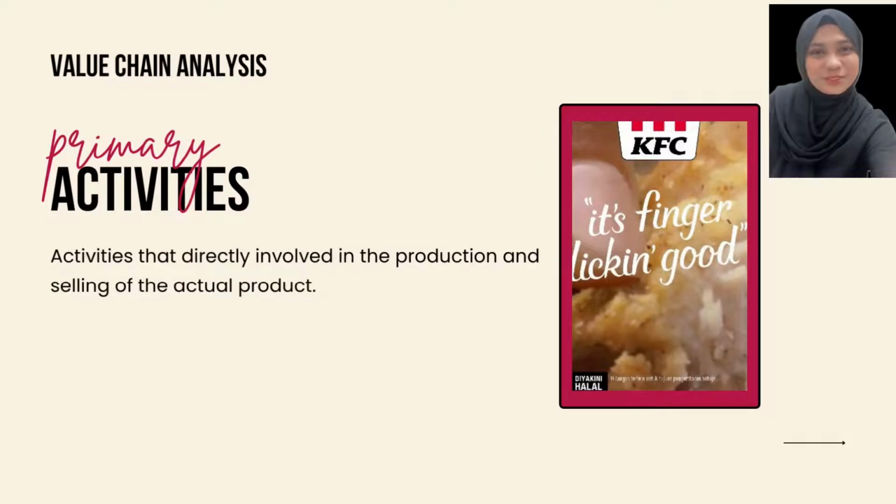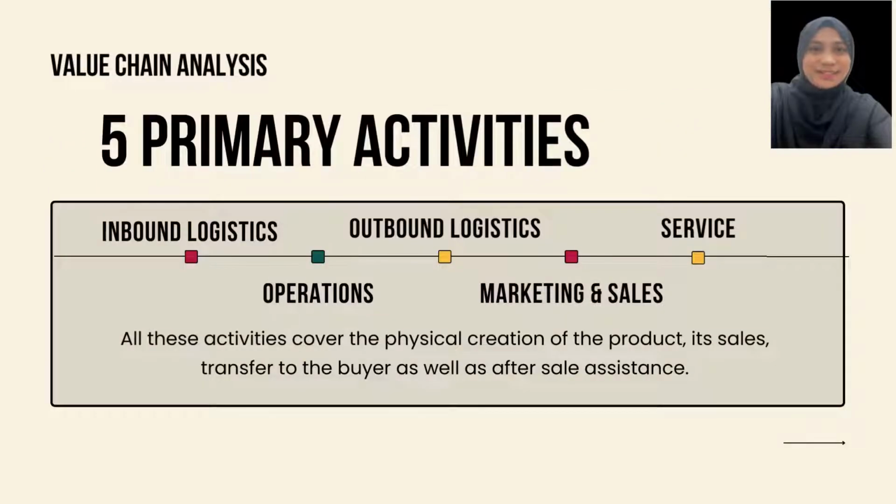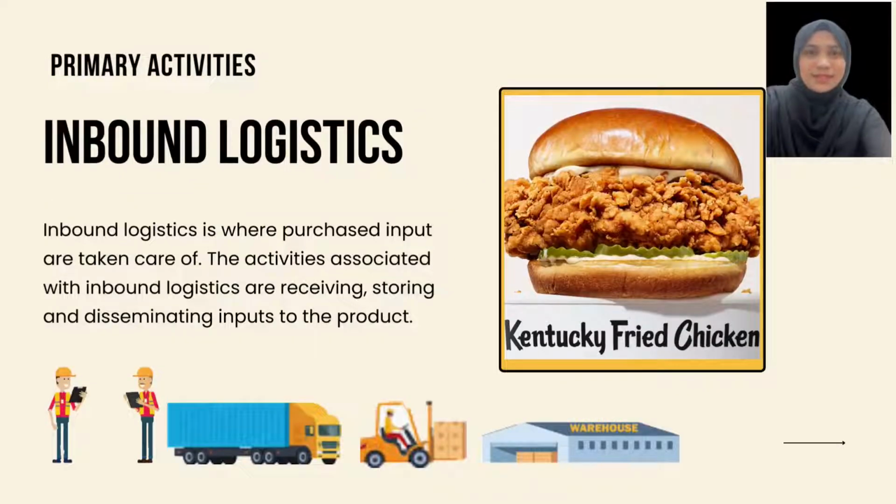Alright, thank you so much for giving us the introduction about the value chain analysis. Now, let me talk about the primary activities. These activities are directly involved in the production and selling of the actual product. There are 5 activities that cover the physical creation of the products, their sales, transfer to the buyer, as well as after-sale assistance. Now, let's move on to the first one, which is inbound logistics.